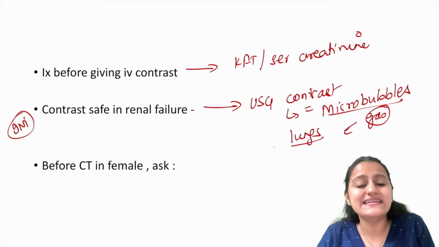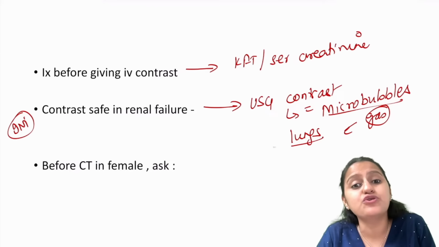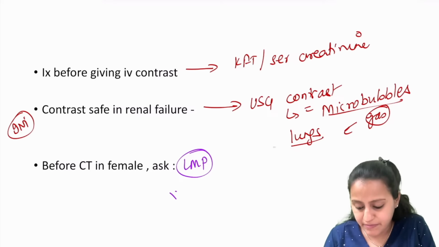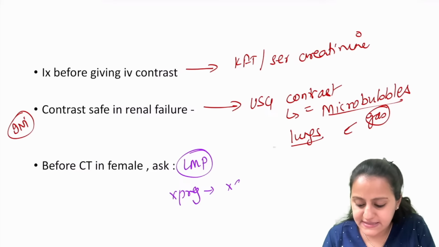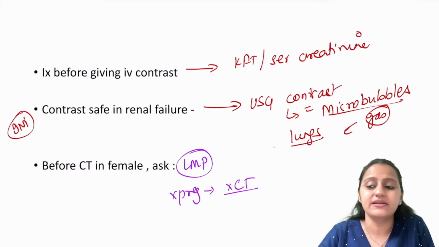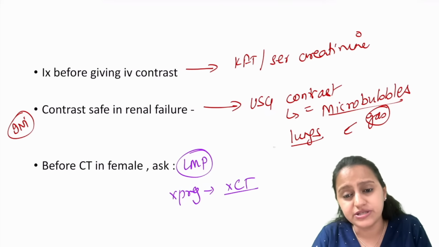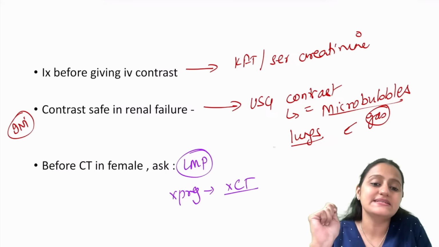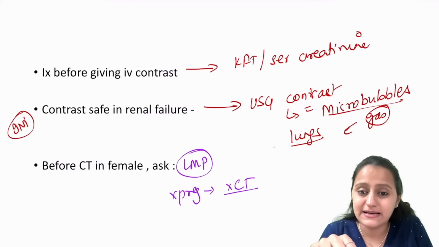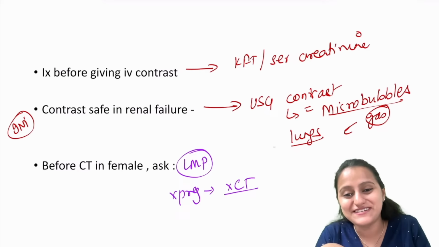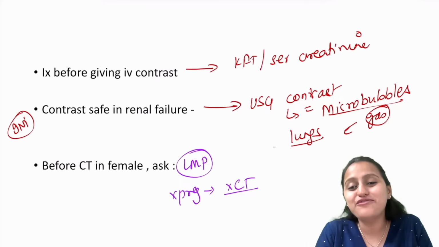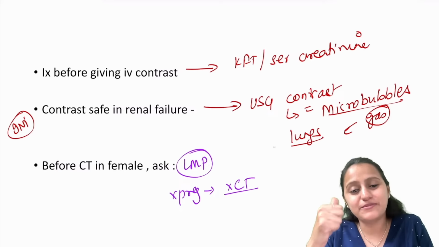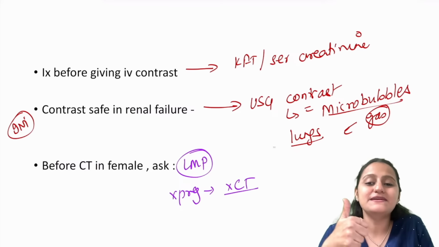Before doing CT in a reproductive age female, you should always ask for LMP, because in pregnancy, CT scan is not done. It has a lot of radiation exposure. So always ask for LMP before doing CT in a reproductive age female. Practical advice, many times in our first year residency when we were new, we used to forget this, and then we would get scolded by seniors. So remember, asking for LMP is important.